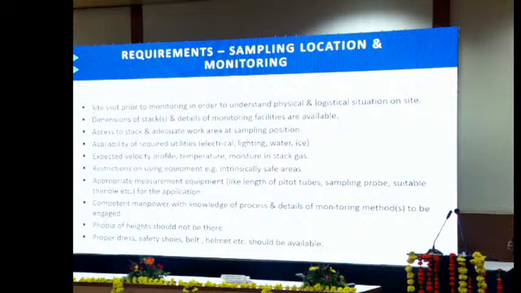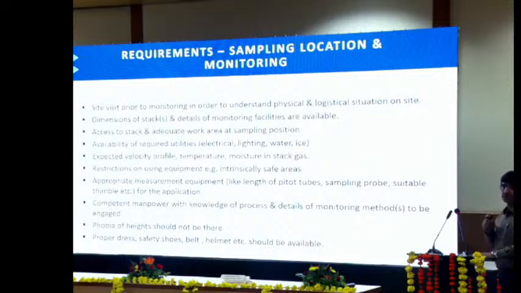Now these are the few requirements which, with our past experience, I feel are very much required for regulators as well as for industry, as well as for consultants, whenever they are carrying out the monitoring. They have to see and ensure that these particular things are taken care of so that you are able to effectively do justice with that monitoring. The first one: site visit prior to monitoring in order to understand the physical and logistical situation on site.